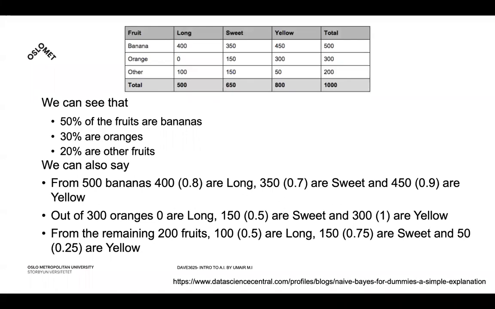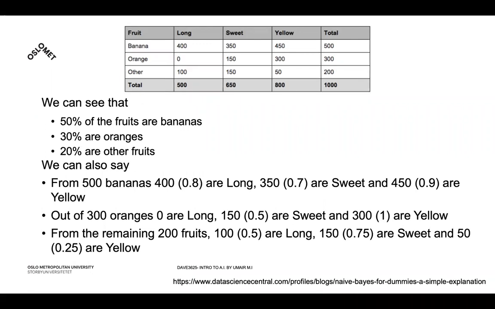So if we apply more statistical formulas on it or try to get more information outside our data set, we can say that from 500 bananas, 400 are long. So in mathematical calculation, that would be 0.8. And then 0.7 are sweet and 0.9 are yellow. And the same goes for oranges and the same goes for remaining fruits. Right? Now you have these numbers in front of you. You have a good idea of how much percentage or how much value of bananas are long, are sweet, are yellow, same for oranges and the same for everything else.